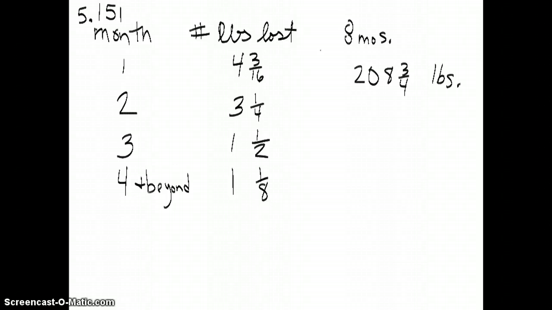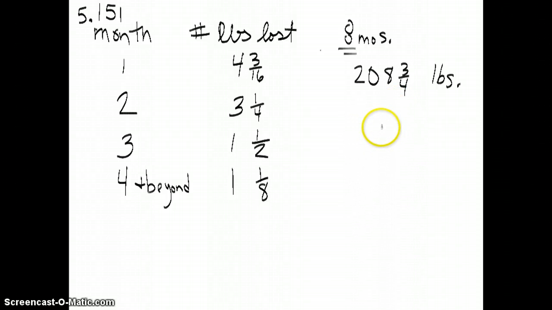The problem talks about this diet plan where if someone goes on the diet for 1 month they will lose 4 3/16 pounds. The second month they'll lose 3 1/4 pounds, the third month 1.5 pounds, and the fourth month and every month thereafter 1 1/8 pounds. So then the question asks us if someone goes on the diet for 8 months and they originally weighed 208 3/4 pounds, what would their weight be at the end of that time?